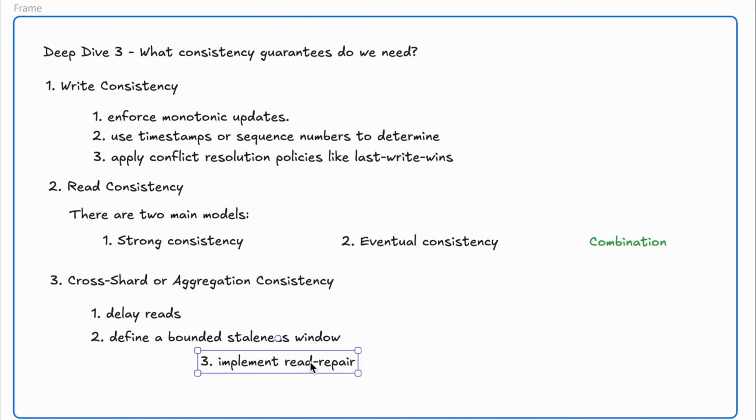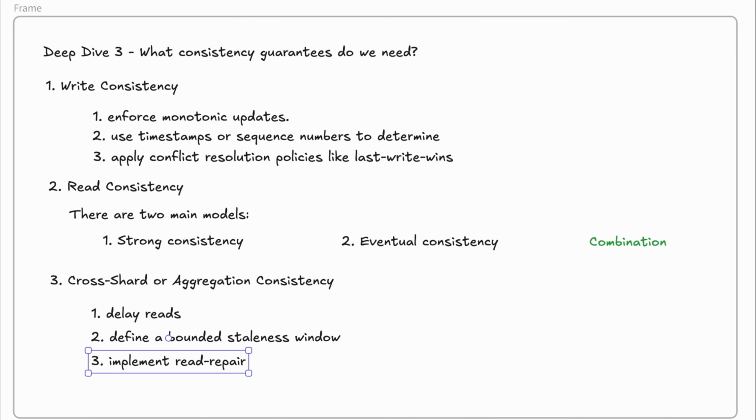Third, you can implement read repair. If a cache miss or inconsistency is detected, the system pulls fresh data from all shards, remerges the result, and returns a corrected version, often asynchronously. These techniques help manage the complexity of consistency across distributed partitions, ensuring the leaderboard remains usable, fair, and robust.